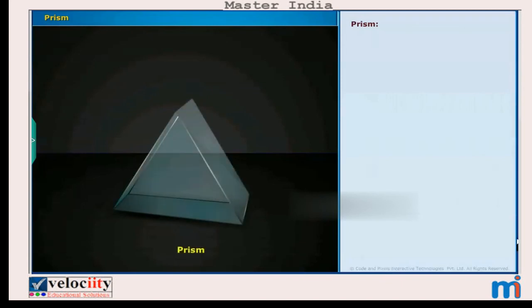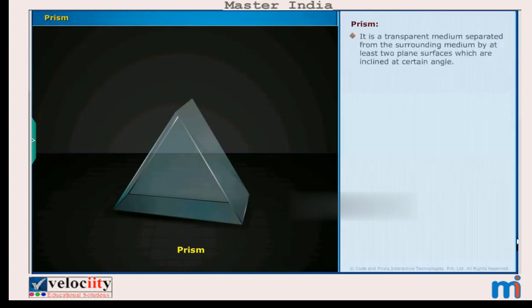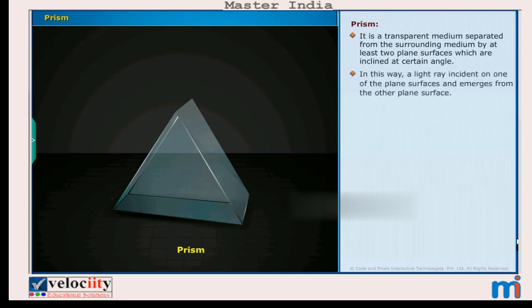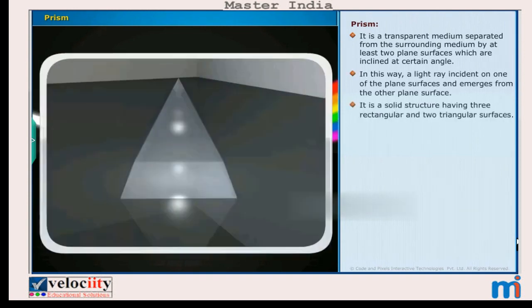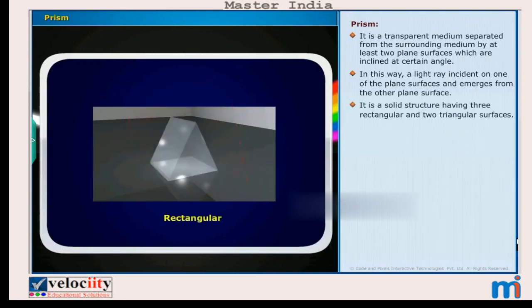Let us learn more to understand the dispersion and scattering of light through the prism. It is a transparent medium separated from the surrounding medium by at least two plane surfaces which are inclined at a certain angle. In this way, a light ray incident on one of the plane surfaces emerges from the other plane surface. It is a solid structure having three rectangular and two triangular surfaces.